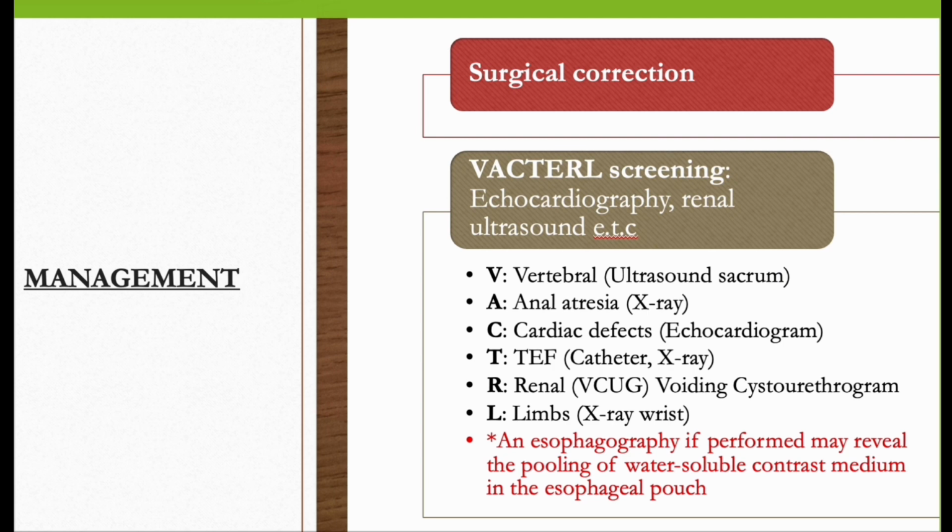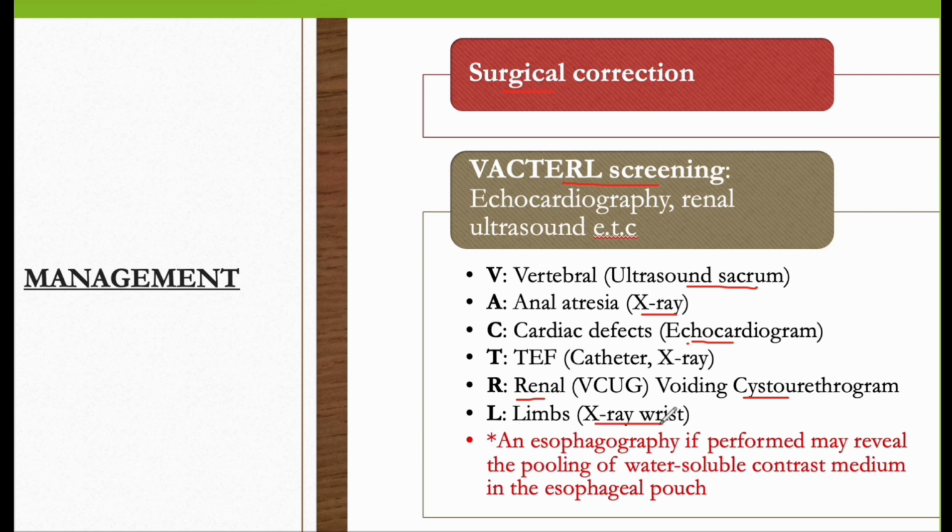To manage this condition, you have to do a surgical correction and also make sure, very high yield, to do a VACTERL screening. So for vertebral anomalies, you want to do an ultrasound of the sacrum. For anal atresia, you would have to do an X-ray. Cardiac defects, you have to screen by doing an echocardiogram. And then if you are screening for renal abnormalities, you have to do a voiding cystourethrogram. And then for limb defects, you have to do an X-ray of the wrist.